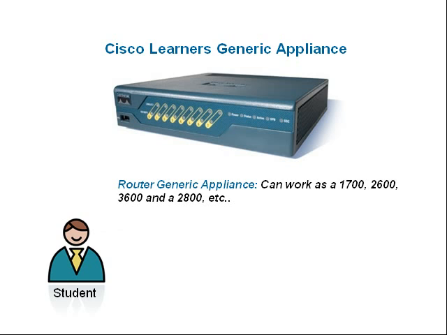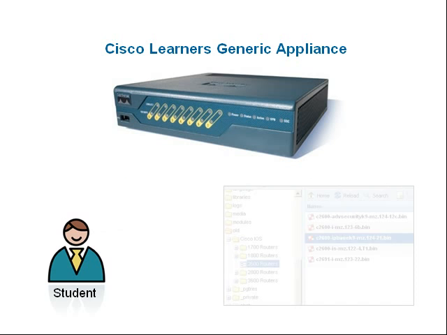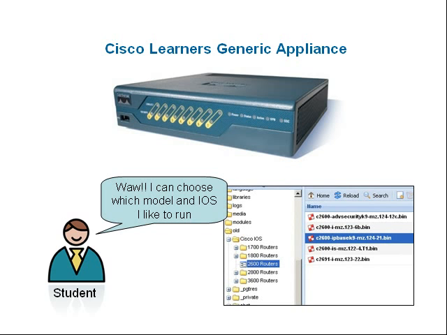So, a router generic appliance can work as a 1700 router, as a 2600 router, a 3600, a 2800, etc. All the user has to do is to choose which IOS version to run, from a neat graphical user interface.